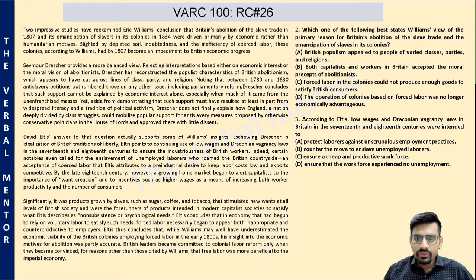Question 2. Which of the following best states Eric Williams' view of the primary reason for Britain's abolition of slavery? Clearly, according to him, the primary reason was economic factors. It is written that they were driven primarily by economic rather than moral or humanitarian factors. They were blighted by depleted soil, indebtedness and the inefficiency of coarse labor. So basically, they were all impediments to British economic progress. These were the factors. Option A: British populism appealed to people.